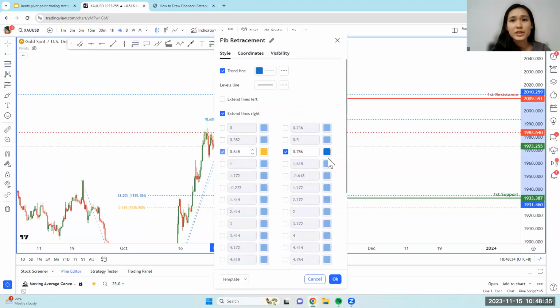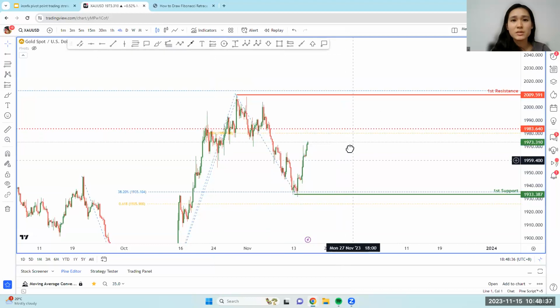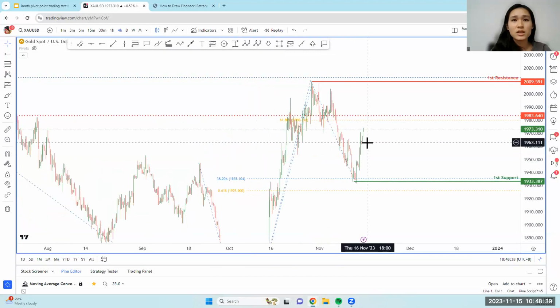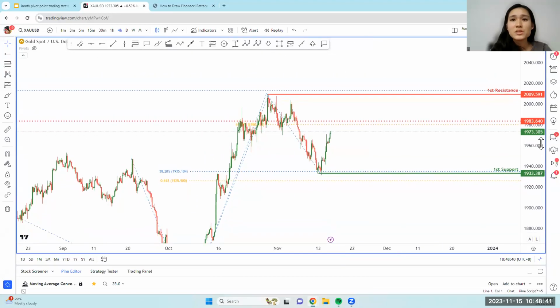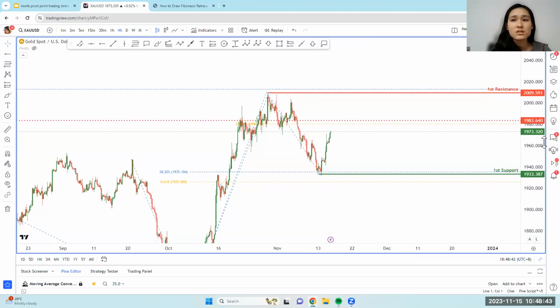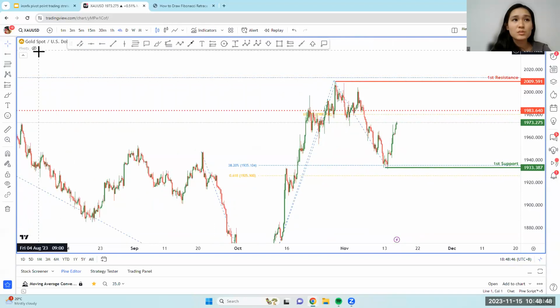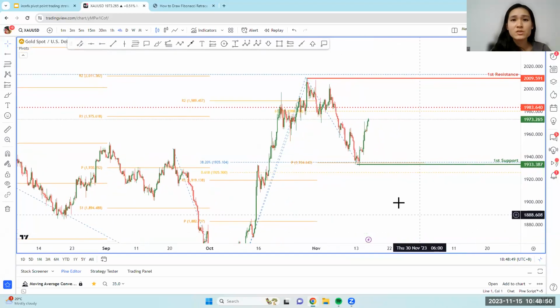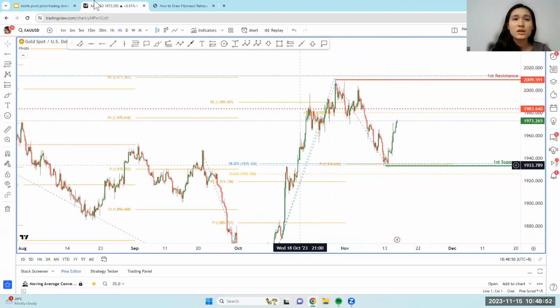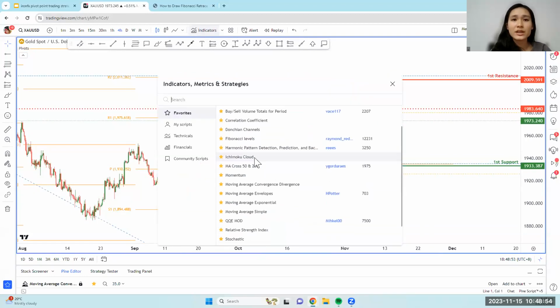Okay, my 61.8 lines up with my intermediate level, and I think that's it. Okay, so we see prices. Let me put back my pivot points so you can see the levels. Okay, and then we're gonna go in with our indicators again.